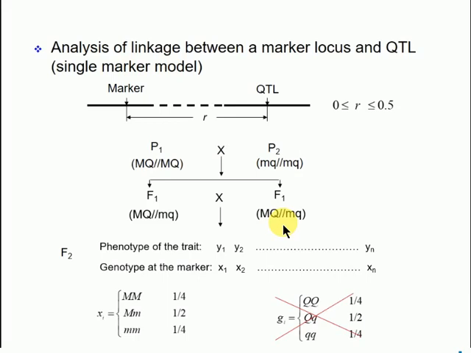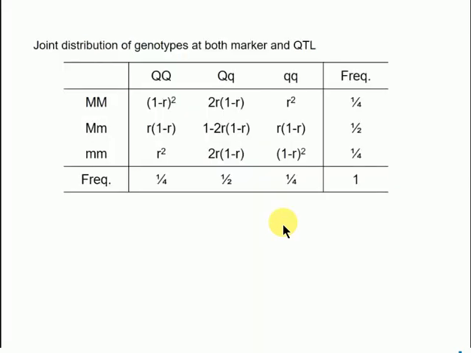Okay. And then what do we do? Although we don't know exactly what the individual QTL genotype is, given this segregating population, or F2 population, we can infer the possibility of an individual's QTL genotype given its marker genotype.